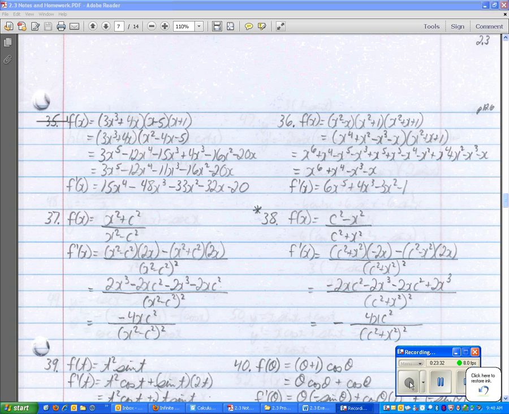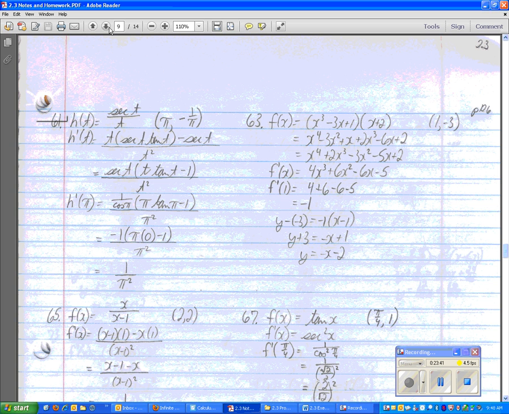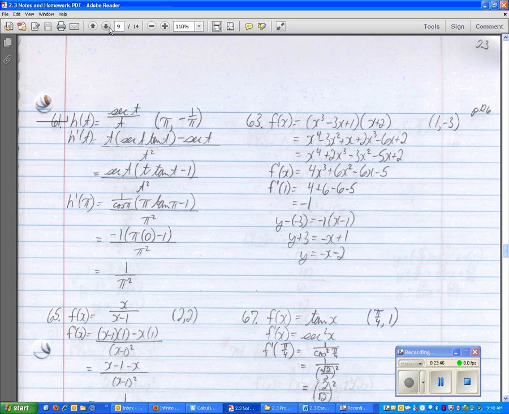All right, what else? 61. All right, here's 61. This time the directions say to evaluate the derivative of the function at the given point. So we have h of t equals the secant of t over t, and then the point they give us is pi, negative 1 over pi. Well, before we can worry about evaluating the derivative, we have to have the derivative.